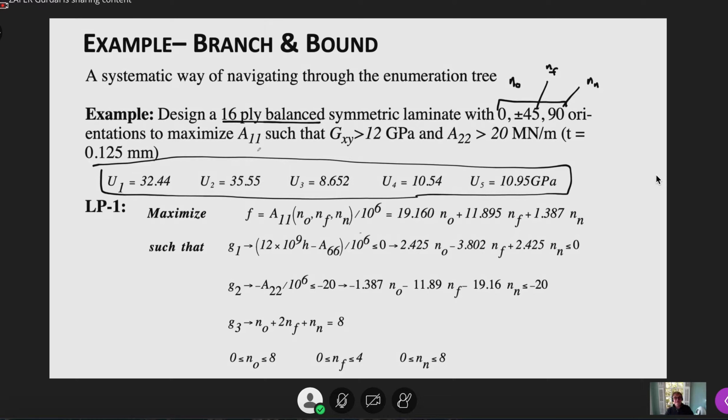And I'm requiring to maximize A11 such that GXY, engineering constant, is larger than 12 gigapascals, and A22 greater than 20 meganewtons per meter. Okay. And the ply thickness is 0.125 millimeters. So what I'm trying to maximize in this case is A11. And A11 ideally is a function of all three ply counts, 0s, 45s, and 90s. And if I put these U values into their places, I find A11 divided by 10 to the 6 to be in this form. Okay, this is what I'm trying to maximize.